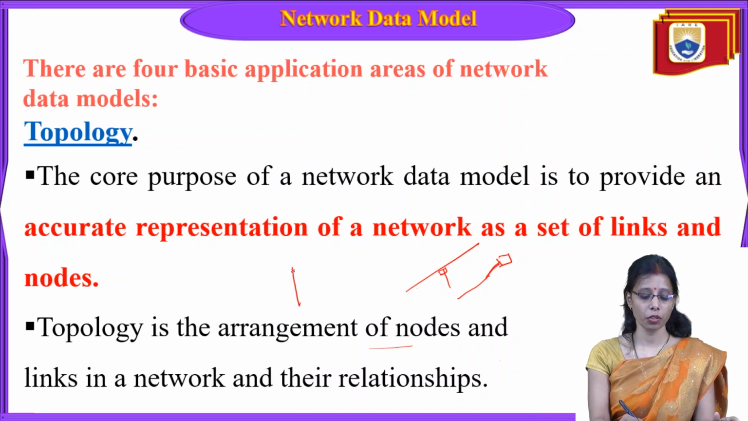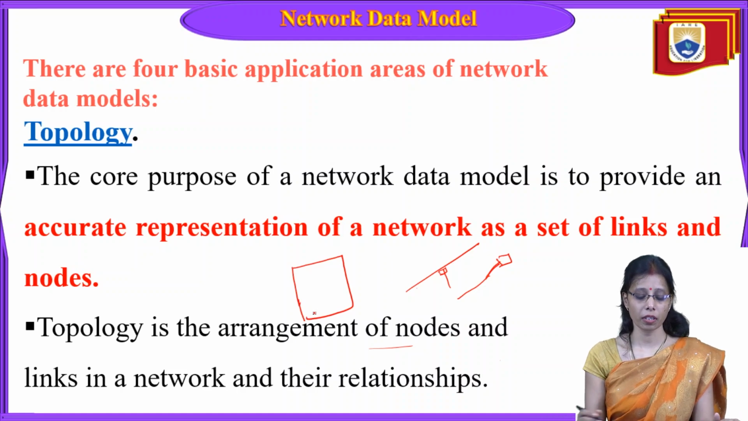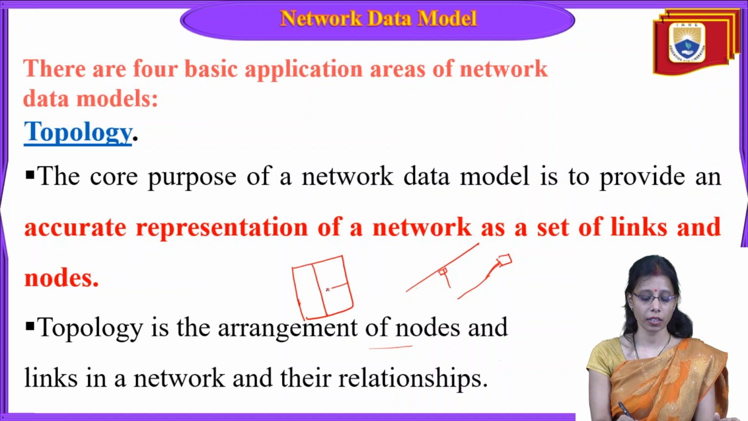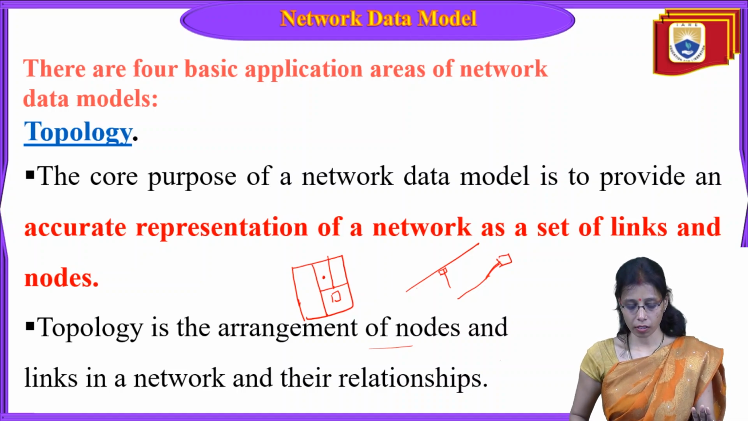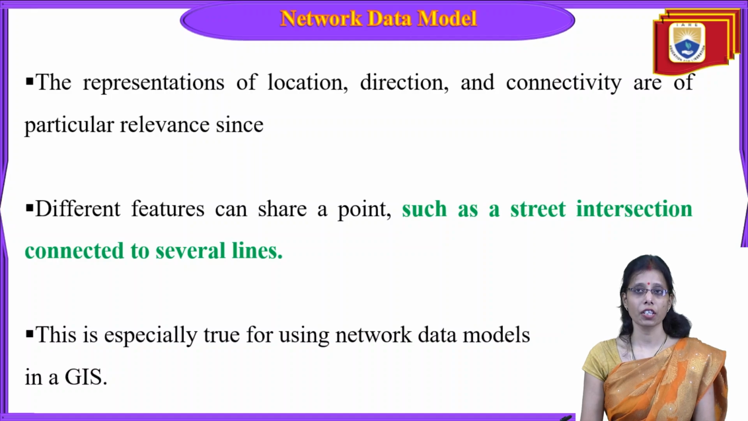Relationship means, suppose you have a map. There is a road here which is connected to another road, and maybe you have a point over here and a polygon over here. So it is the relationship between one entity and another entity in this data. The representations of locations, directions and connectivity are of particular relevance, since different features can share a point, such as a street intersection connected to several lines. This is especially true of using network data models in GIS.